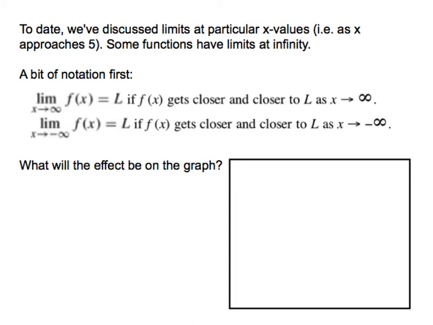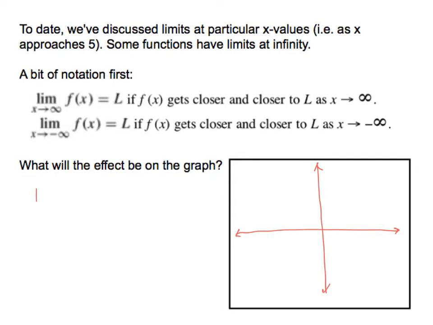The limit as x approaches negative infinity of f of x equals L if f of x gets closer and closer to L as x approaches negative infinity. So what effect will this have on the graph? What do you think? So if you're thinking perhaps similar to an asymptote, you're correct. Now we looked at limits at values that gave us answers of infinity or negative infinity. Now we're kind of reversing that idea. So instead of a vertical asymptote, this would imply that we are approaching a horizontal asymptote.